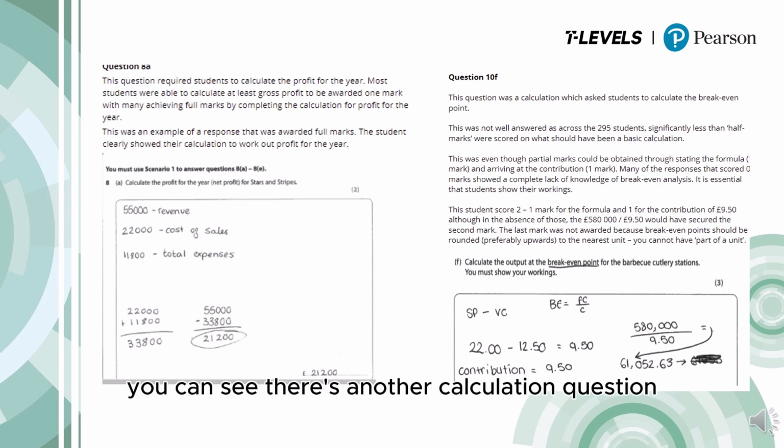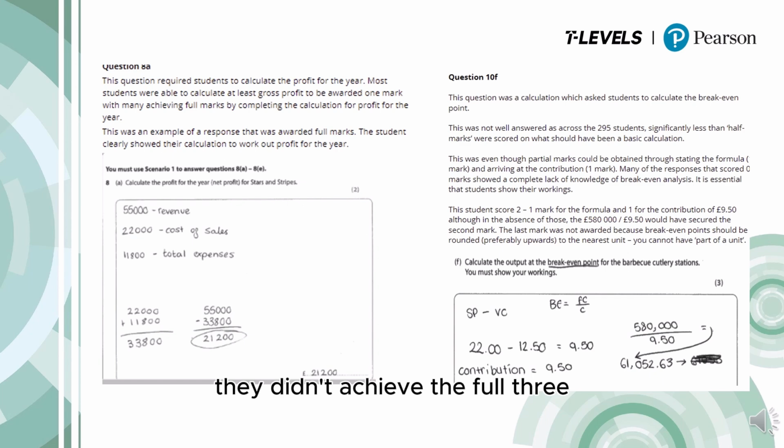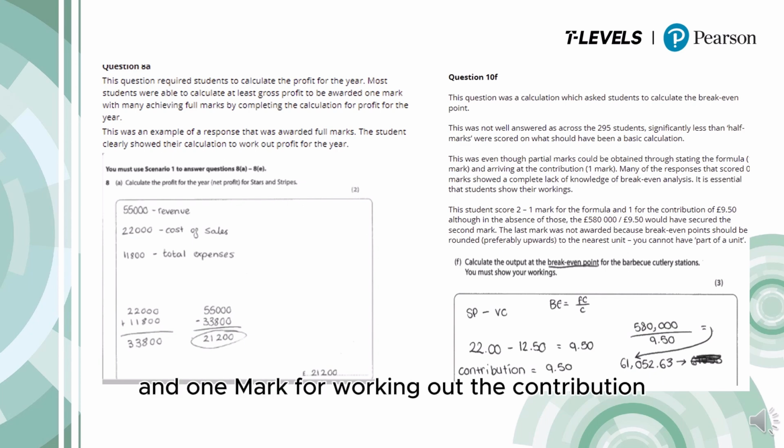And again, over here, you can see there's another calculation question. The student on this one achieved 2. They didn't achieve the full 3. So they got 1 mark for the formula and 1 mark for working out the contribution.